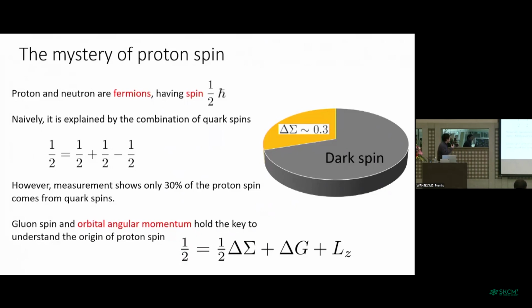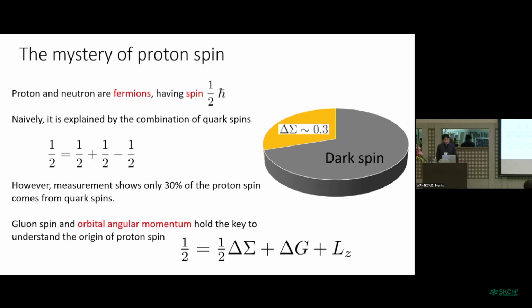Very naively, you can just get this 1/2 by adding. Two of the quarks have plus 1/2, and the third quark has minus 1/2, and that's how you get this 1/2. This is a very naive expectation based on the so-called quark models, but as a rule of thumb, the quark model is very good. So probably in reality, this is roughly correct.